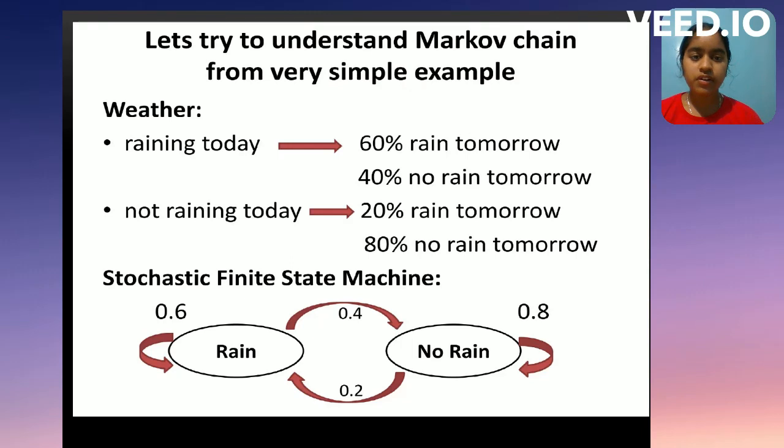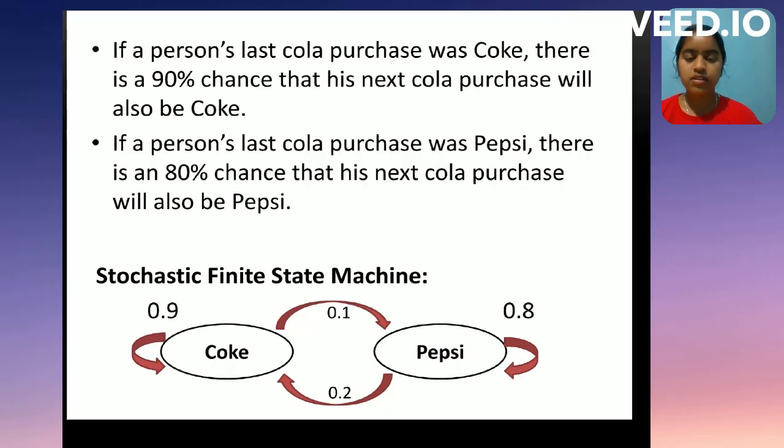Let us try to understand Markov chain from a very simple example. Weather: if it is raining today, 60% chance of rain tomorrow, 40% no rain tomorrow. If not raining today, 20% rain tomorrow, 80% no rain tomorrow. If a person's last cola purchase was Coke, there is a 90% chance that his next cola purchase will also be Coke. If a person's last cola purchase was Pepsi, then there is an 80% chance that his next cola purchase will also be Pepsi.